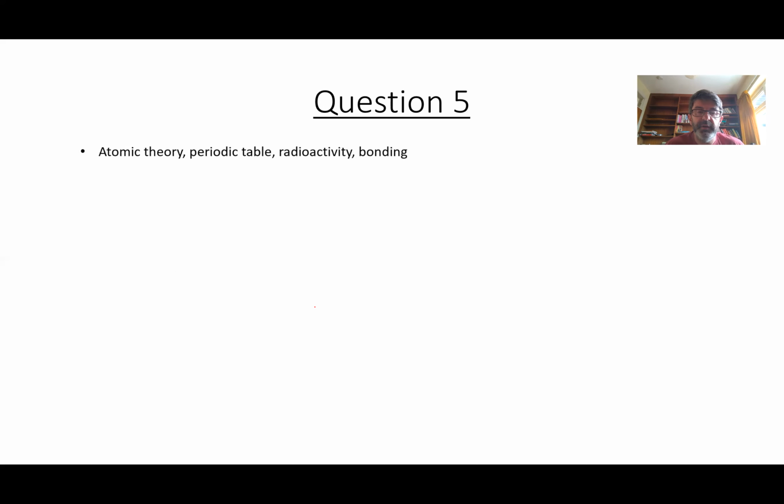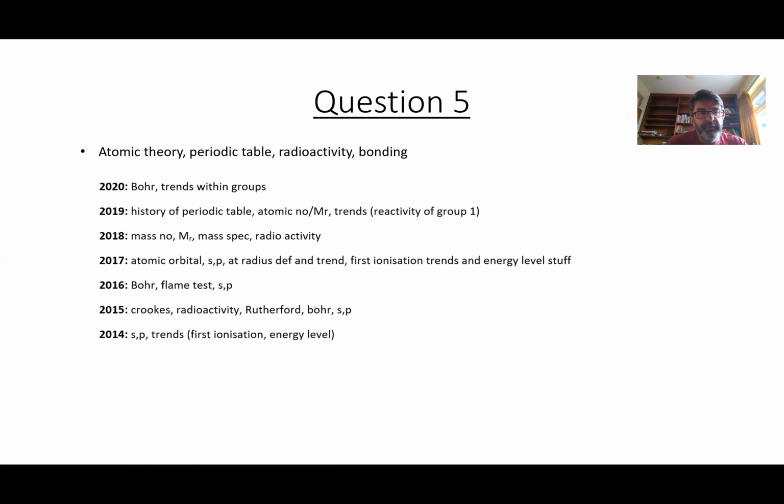Question 5 is generally atomic theory, periodic table, radioactivity, bonding, a mixture of those things. So what's come up in recent years? Well, last year was Bohr and trends within groups. 2019, history of periodic table, atomic number, relative molecular mass, trends, reactivity of group 1. 2018, there was a bit of radioactivity in there, mass spectrometry. 2017, atomic orbitals, the SP configuration, trends. Then we had Bohr the year before that. So you can see the kind of stuff that comes up there.